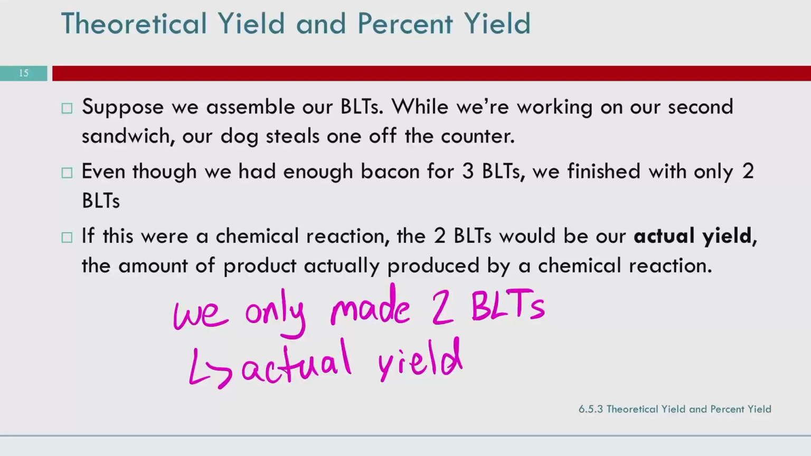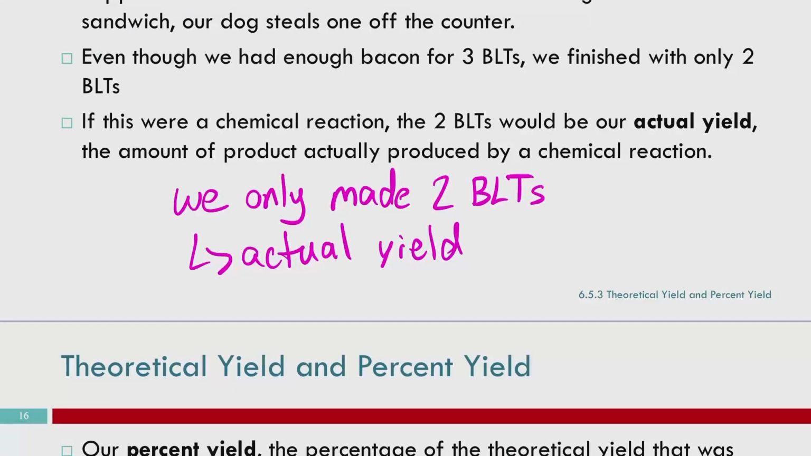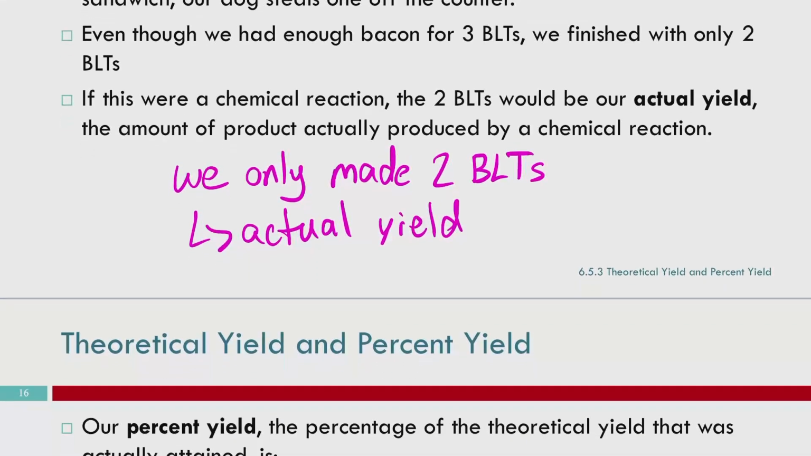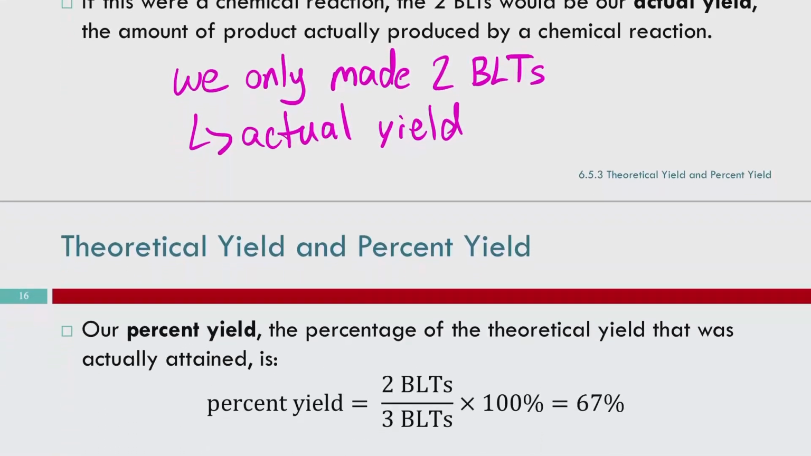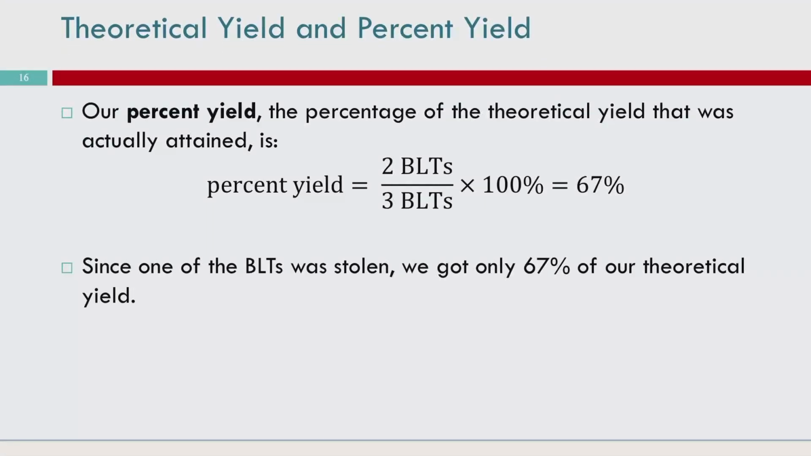However, it's not usually because a dog is stealing our ingredients or stealing some of our product. It's just other stuff that goes on. Some bad reactant, something went crazy in the reaction process. And so with that actual yield, we can calculate percent yield, and percent yield has this formula. It's our actual yield, how much we made in BLTs, over how much we could have made, the theoretical yield, times 100%. In this case, it's 67%.